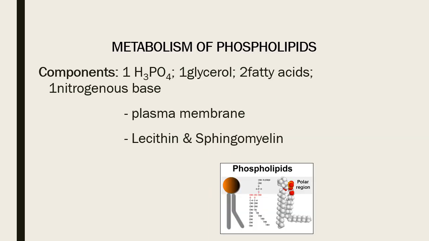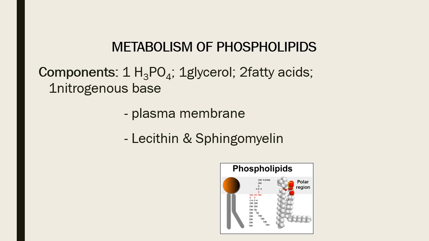And so let's take a look at the metabolism of your phospholipids. Your phospholipids have as components one phosphoric acid, one glycerol, and two fatty acids with one nitrogenous base. Okay, and so that is located in your plasma membrane.